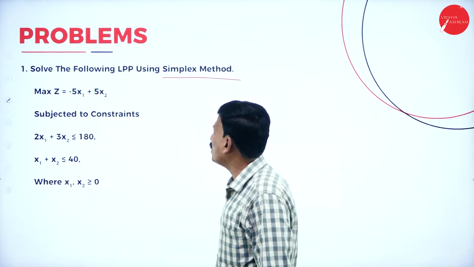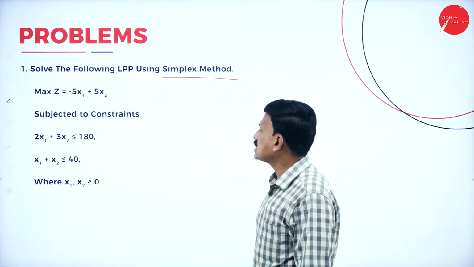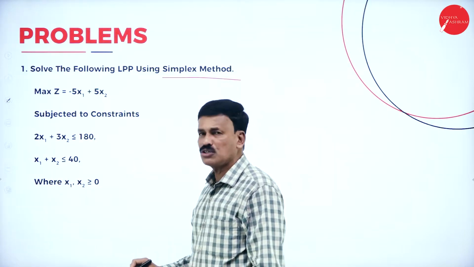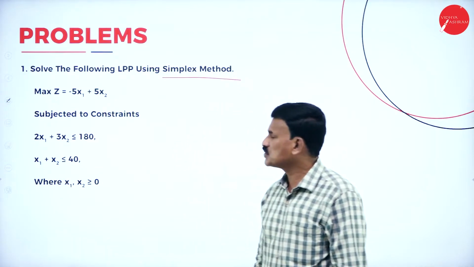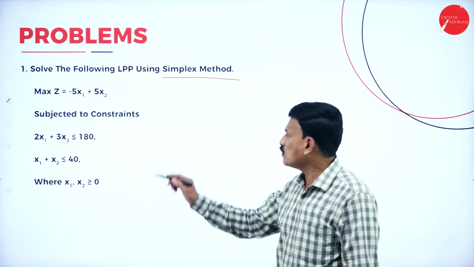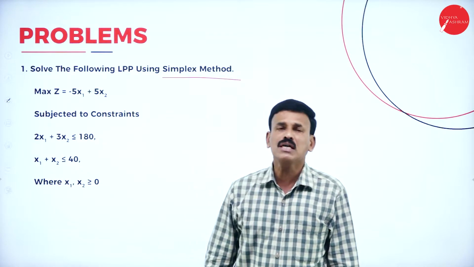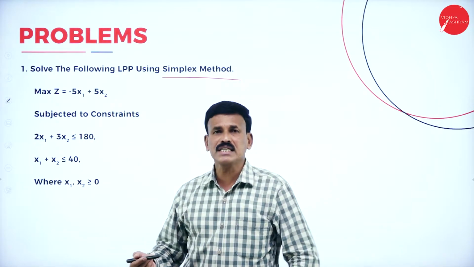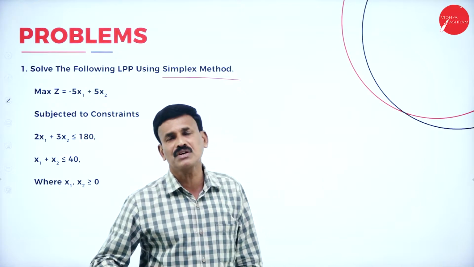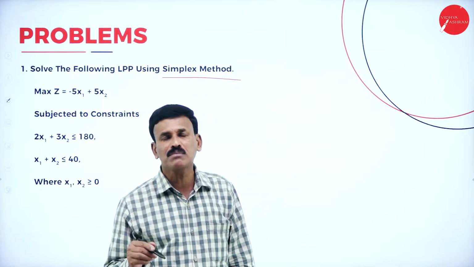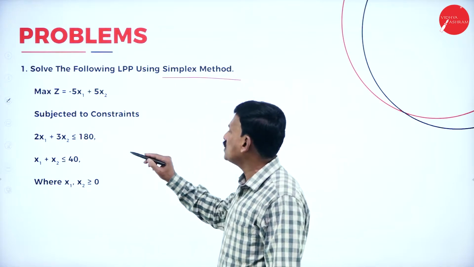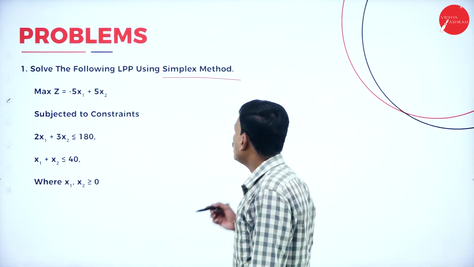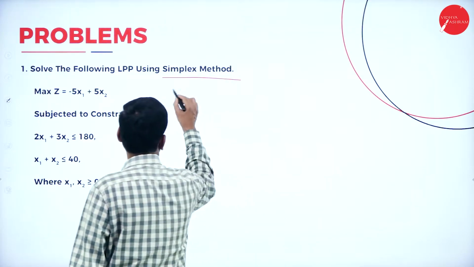Max z is equal to minus 5x1 plus 5x2 subject to the constraints 2x1 plus 3x2 less than or equal to 180, x1 plus x2 is less than or equal to 40, and x1, x2 greater than or equal to 0. Now the problem is of less than or equal to type. To convert these constraint inequalities into equalities, let us add two slack variables S1 and S2. This is the basic step.